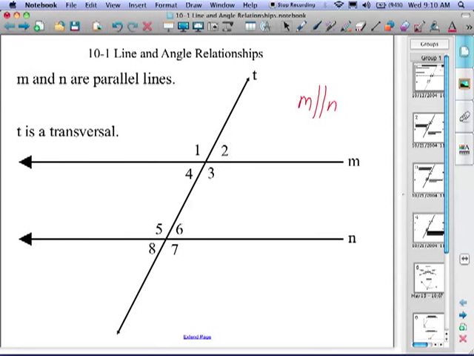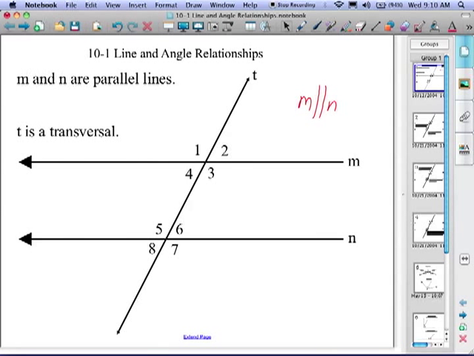On the board, we have angles that are labeled 1, 2, 3, 4, 5, 6, 7, and 8. Those are not the angle measurements. Those are simply a way to label the 8 angles that are formed where transversal T crosses lines M and N. Want to look at line M and transversal T for a moment. We have angles 1, 2, 3, and 4.